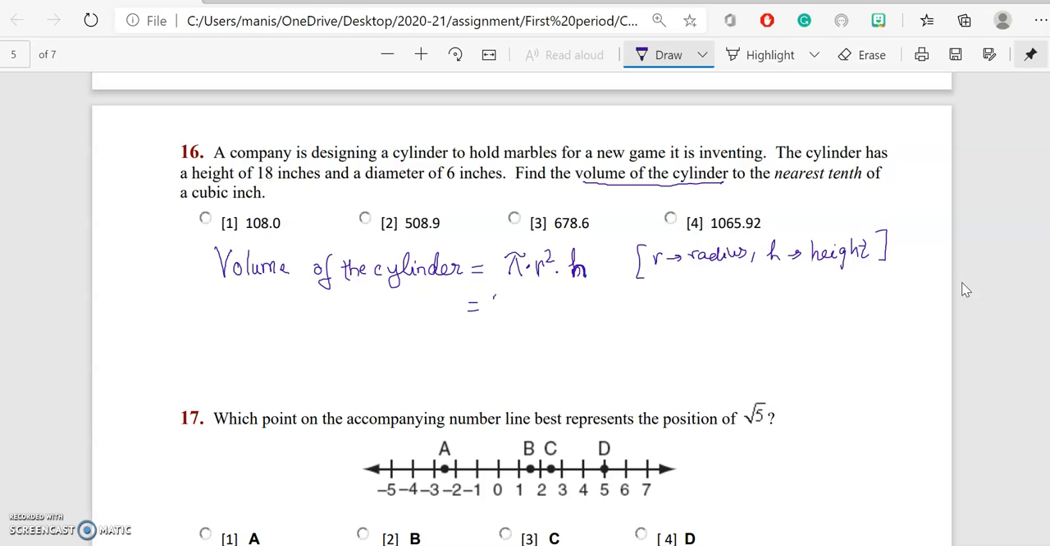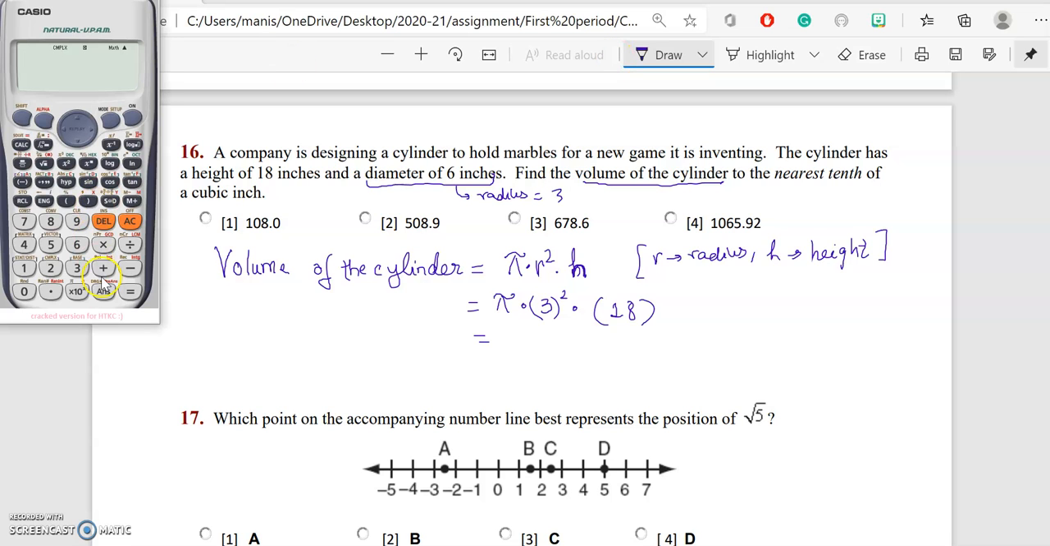So I will keep my pi like this only, times r. Since the diameter is 6, what does that tell us? The radius will be equal to 3. So it is 3 squared. And the height is 18. So you can type this in your calculator, which will give you the correct answer.